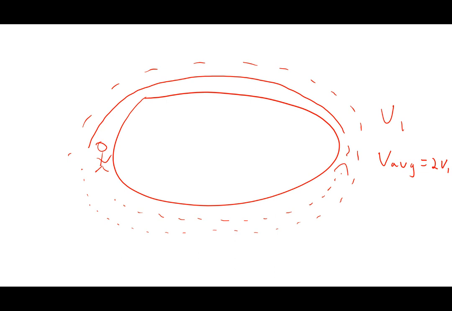So you're going around it the first time. How fast do you need to go the second time so that your average between the two is going to be twice your first original speed?